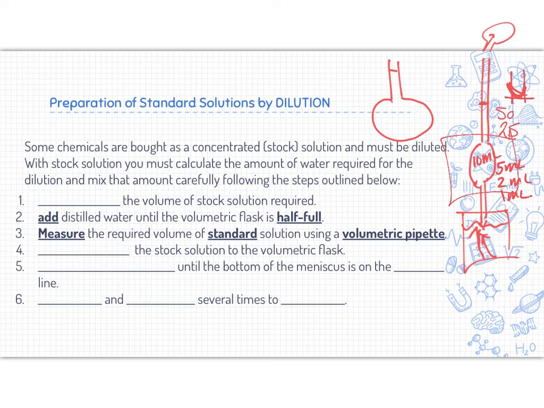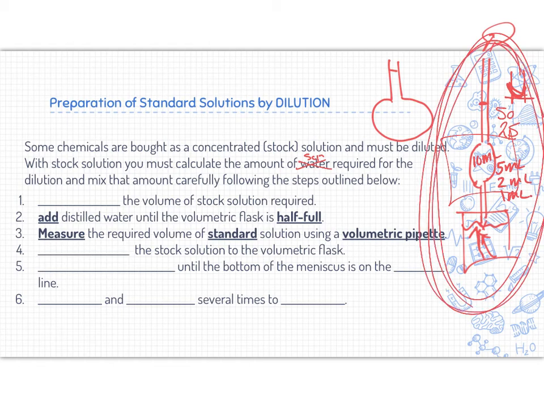All right, so we said some chemicals are bought as a concentrated or stock solution and must be diluted. With stock solution, you must calculate the amount of water required for the dilution and mix the amount of solution required for the dilution, and mix that amount carefully. So we have decided that we're using a specific volume of solution. We're going to use our volumetric pipette to measure that instead of a mass on a scale.